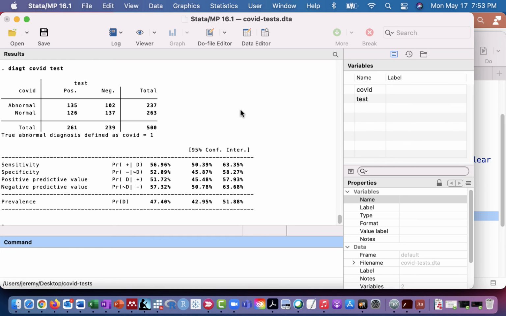So sensitivity: what percent of people with the disease does the test detect? 52%. What percent of the people without the disease does the test say are healthy? That's specificity. If you test positive, what's the chance you have COVID? That's the positive predictive value, 51%. If you test negative, what's the percent chance you're negative? That's 57%.